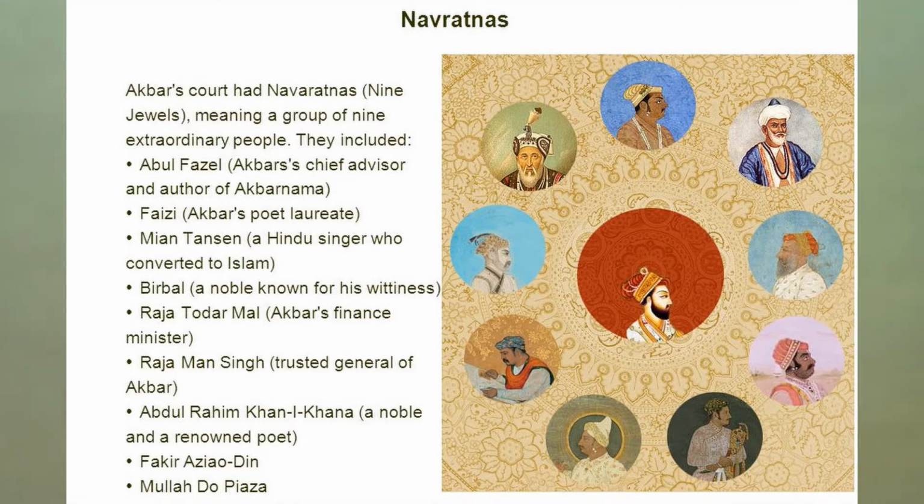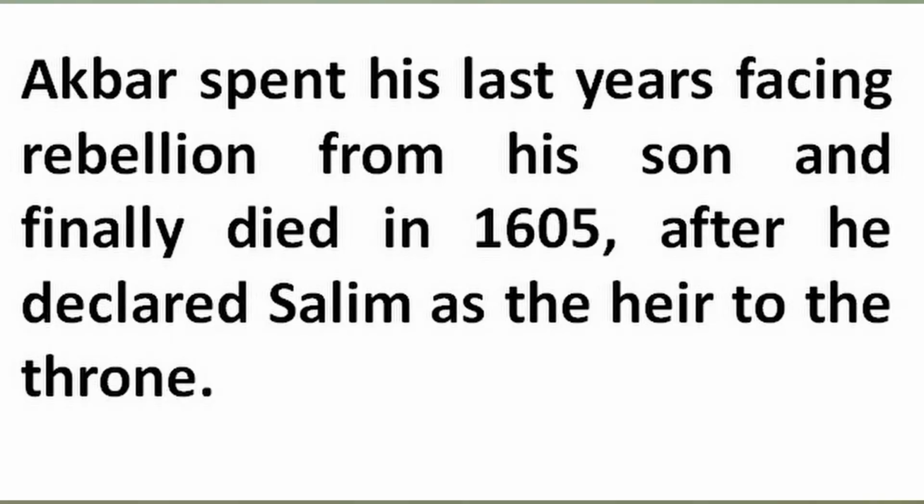He showed great wisdom in following the policy of religious tolerance and giving equal importance to all faiths. Akbar spent his last years facing rebellions from his son and finally died in 1605 after he declared Salim as the heir to the throne.